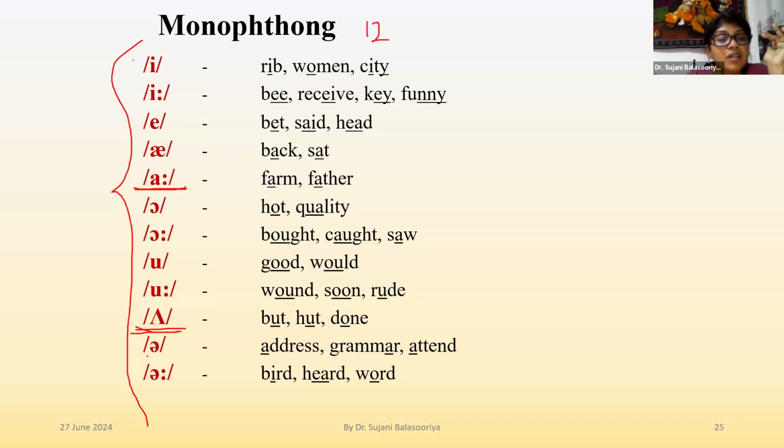And the next vowel is one of the most famous vowel sounds among native speakers of the English language, very much used. It is called schwa. We find schwa at the initial and end position of some words, and even in the middle, like address, grammar, attend, apply, admit. And the tense vowel of that we drag, like bird, herd. So these 12 monophthongs you need to remember, the sounds as well as their symbols.